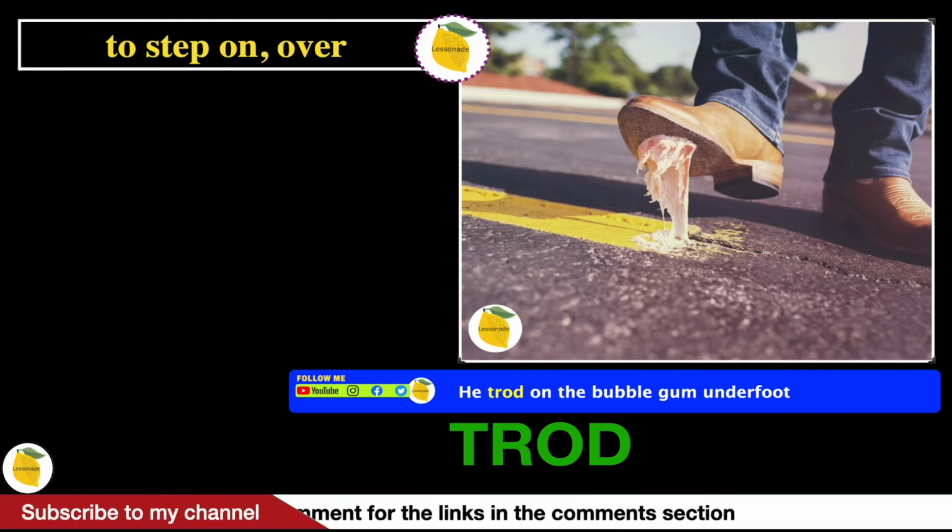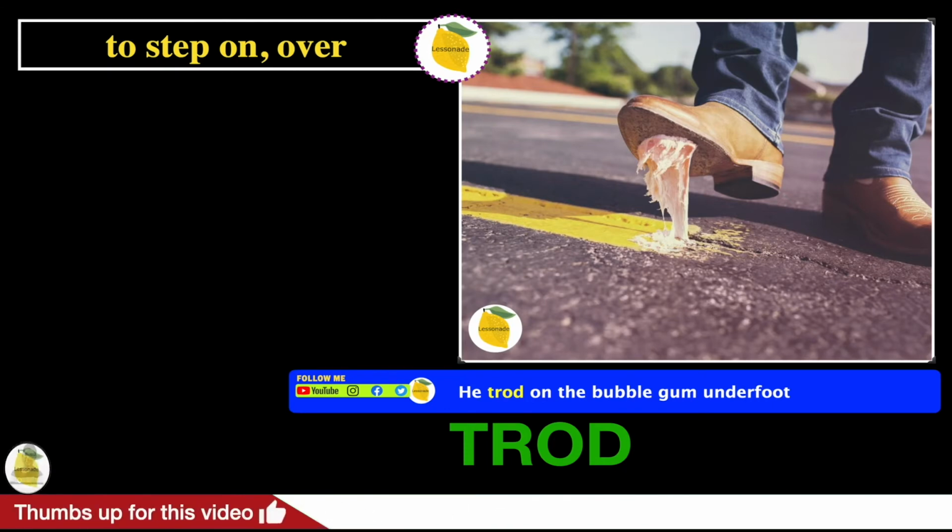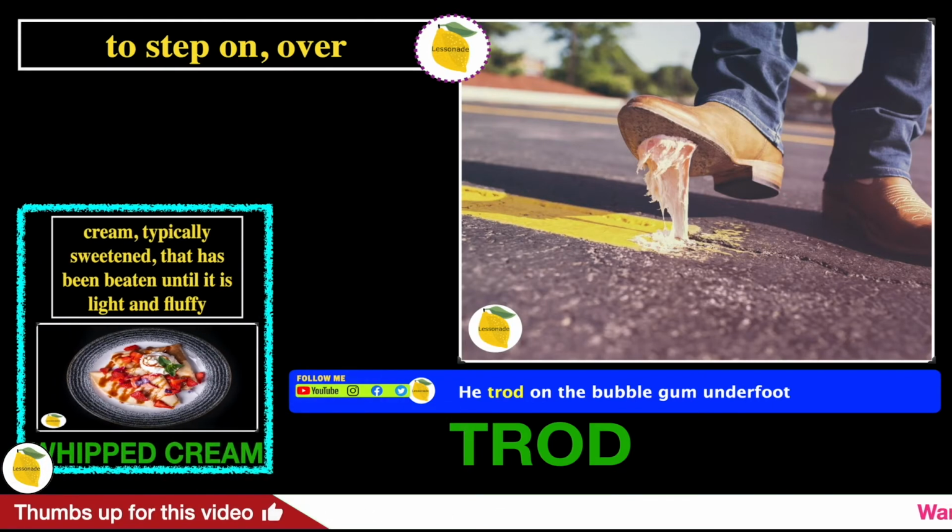So once again, before we go on to the next one, let's try to recall the previous slide, and the previous slide is whipped cream. Let's go on to the next one.